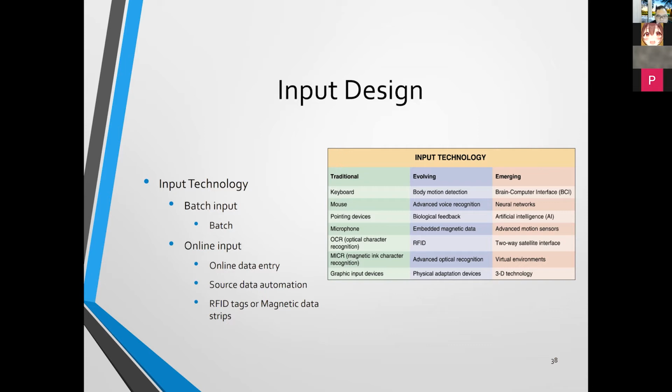And for online input, this one is online data entry. Instead of preparing the data on paper first, we can enter the data directly into the system as the online ones. Normally, it can be in terms of RFID tags, or we may have magnetic data strips, for example. You can see that if we go to some CD shops, they have the RFID tags. That informs or notifies the cashiers that, okay, what is this album?